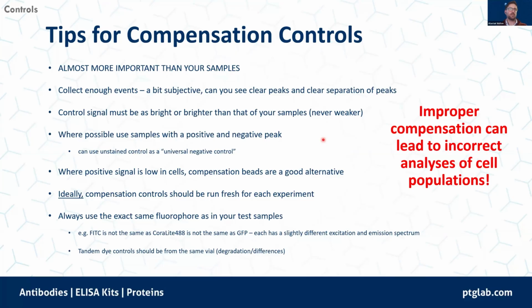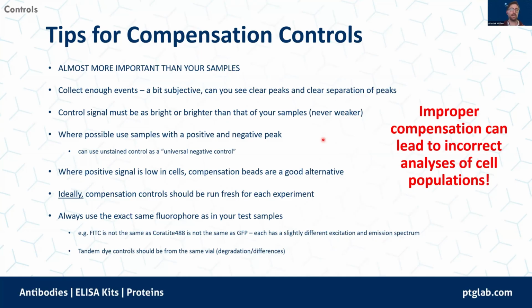So one thing to make a note of is, where possible, use cells, but for targets that have low expressing proteins and you need to generate enough signal to compensate, then using compensation beads can be a good alternative to cells in those instances. But where possible, try to use cells as best you can.